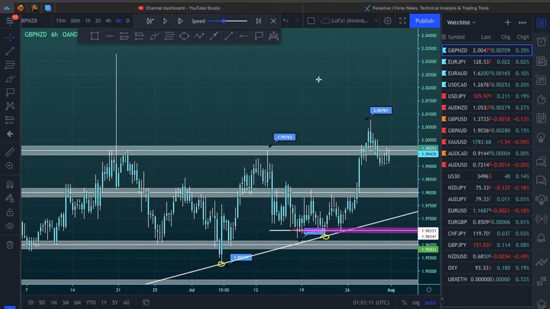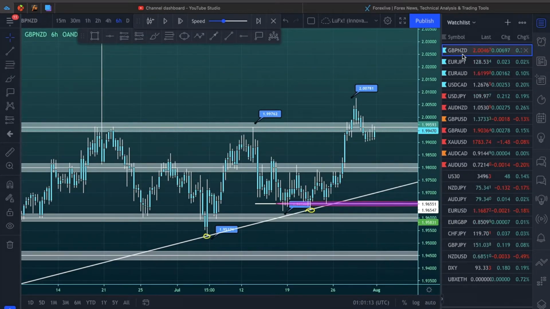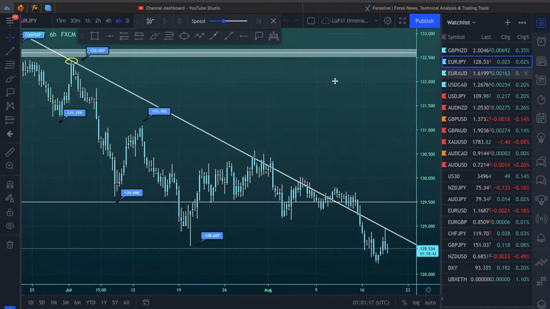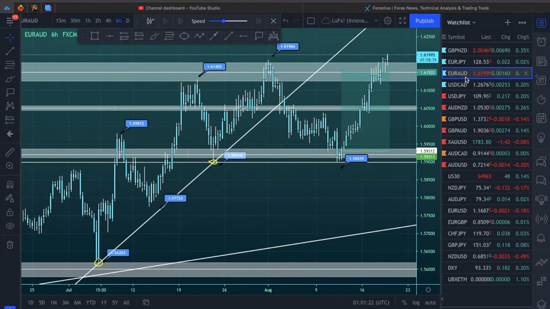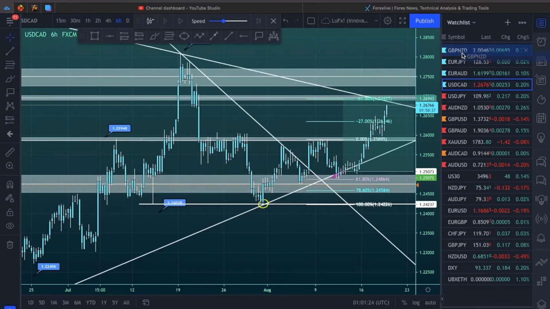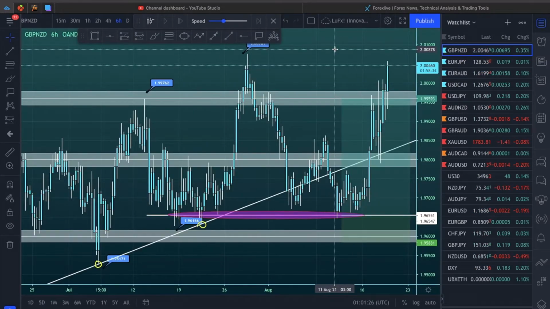Okay, what's up, you guys? Let's get in the charts. So these are the trades I'm gonna be going over. Like I said, these 4: GBP NZD, the Euro versus the JPY, the Euro versus the AUD, and then USD CAD. So let's start with GBP NZD.